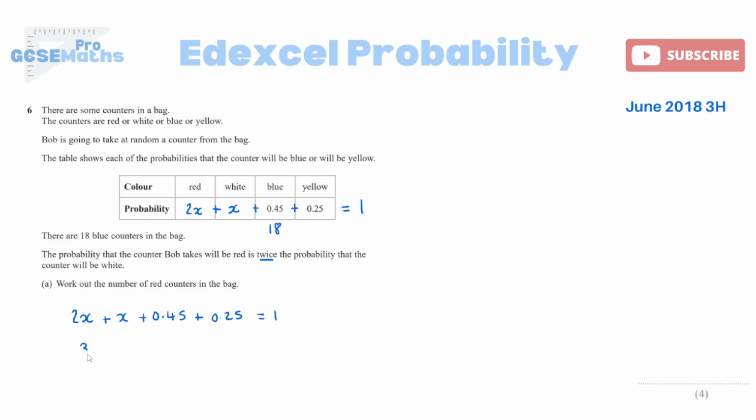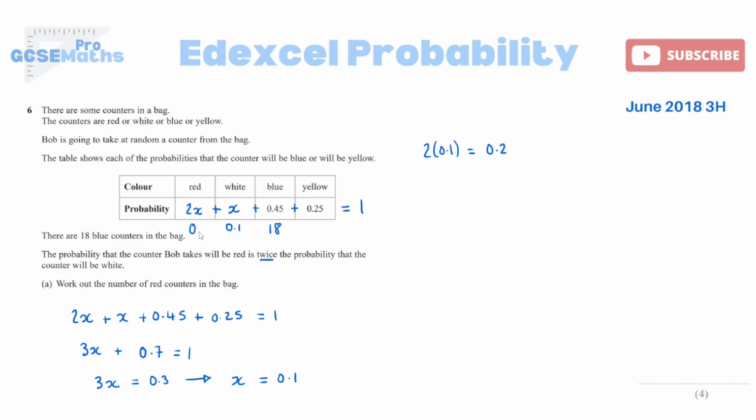And then you're just solving the equation. So obviously I can add that together to get 3x. I can add together 0.45 and 0.25 to get 0.7, which is 1. And then if I solve that, so 3x, if I take away 0.7 is 0.3. Therefore, x, if we divide by 3 on both sides, is 0.1. So white is 0.1. Now we do need to know red though, don't we? They've asked about red. So I'd therefore have to work out 2x. So 2 times 0.1 is obviously 0.2.